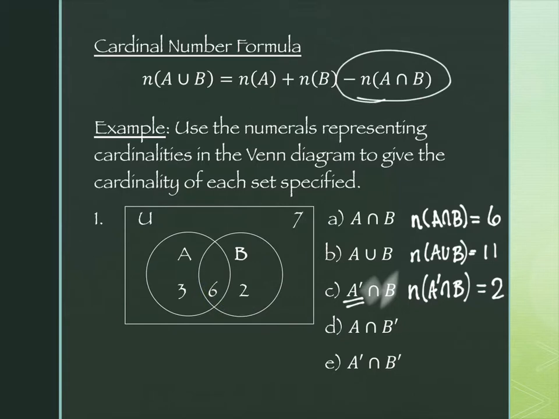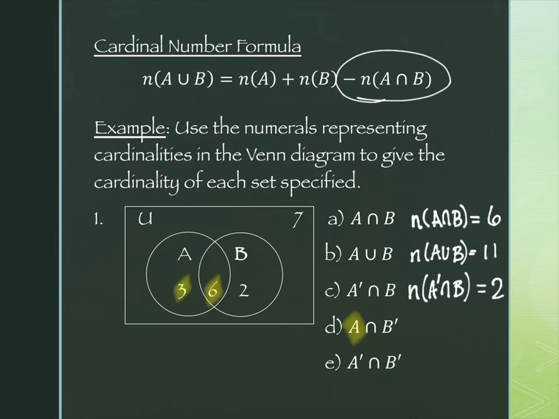Okay, we're going to try again for another one. This one now says A. I'll shade it in yellow. So which of those numbers do you see showing up in set A? 3. Any others? 6. And 6. 3 and 6 are both in A.